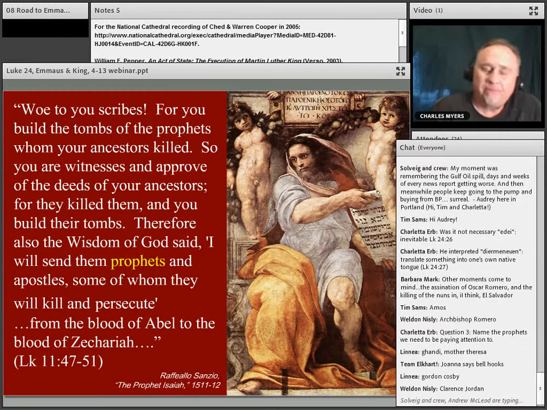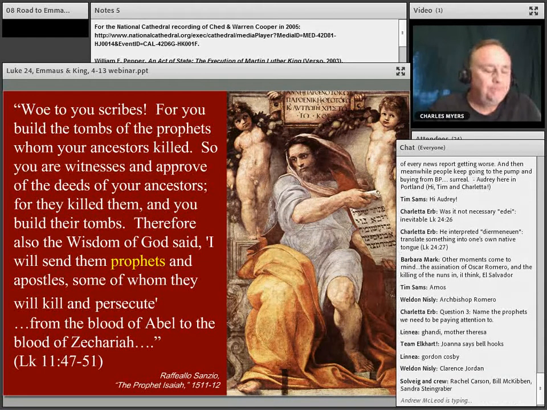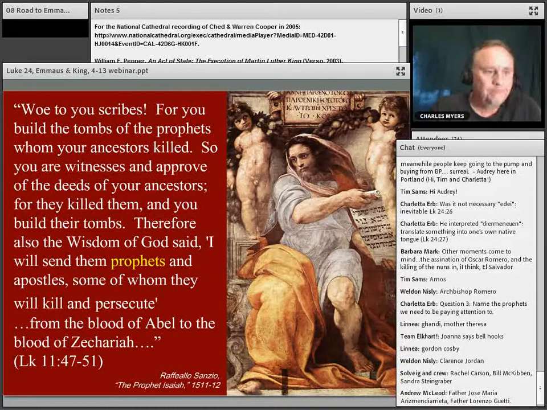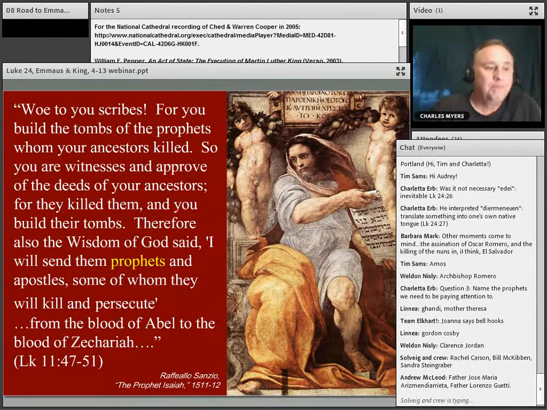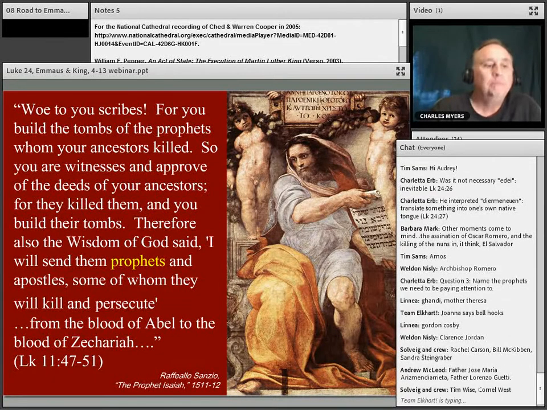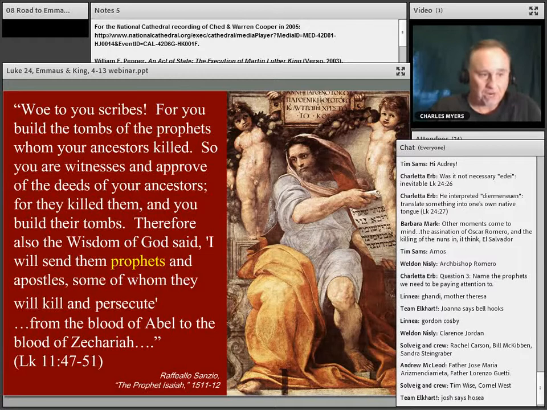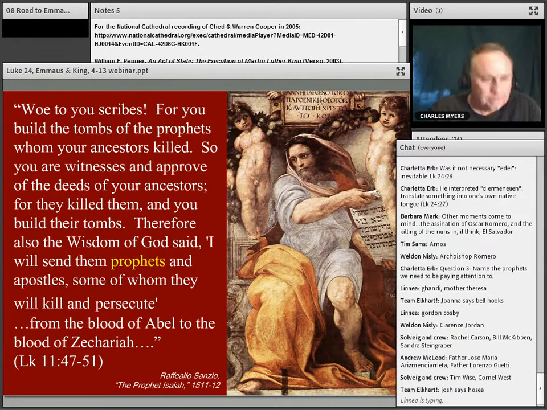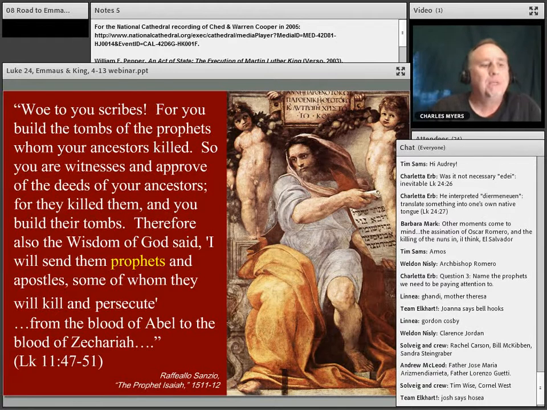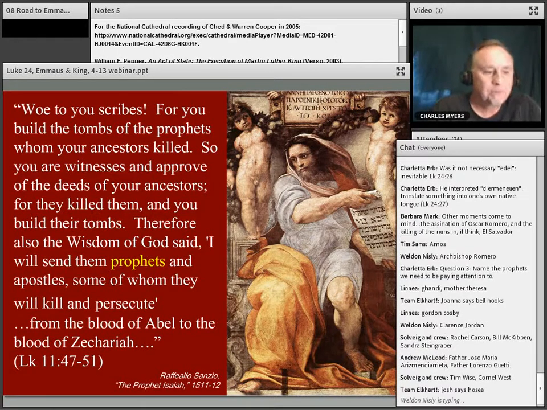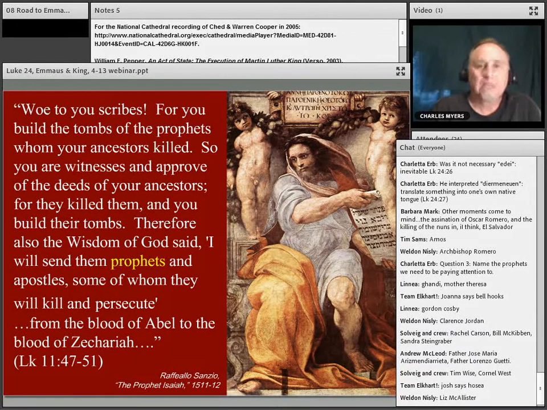So I'll just name a few of the ones that we are bearing witness to. Amos, Oscar Romero, Gandhi, Mother Teresa, Bell Hooks, Gordon Cosby, Clarence Jordan, Rachel Carson, Bill McKibben, Sandra Steingraber, Jose Maria Arizmendiarrieta, a great name, Father Lorenzo Guetti, Tim Wise, Cornel West, Hosea. Again, we are surrounded by so great a cloud of witnesses. And let those names keep flowing.